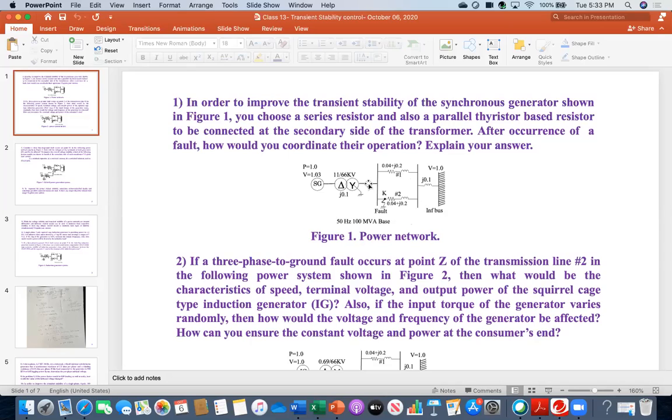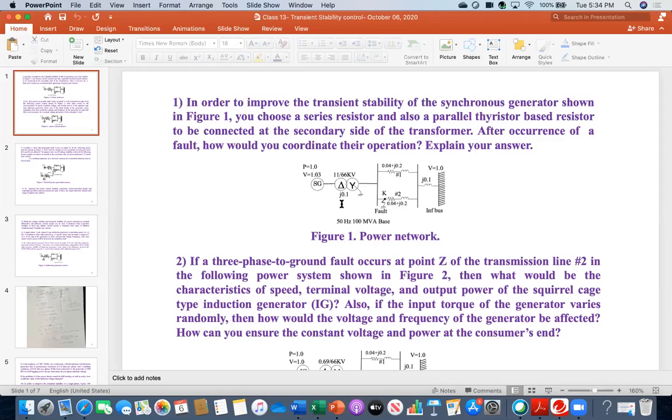Now this statement says, if the fault happens at this point and we need to improve the transient stability, you want to put two control devices. You choose a series resistor. So this means definitely this is series connected at the Y side of the transformer, as well as you are putting a parallel thyristor based resistor, which is that braking resistor that we discussed so far. So definitely that is in parallel. This means you are connecting a series resistance and a parallel thyristor based resistor, which is the braking resistor. And after occurrence of the fault, how would you coordinate their operation?